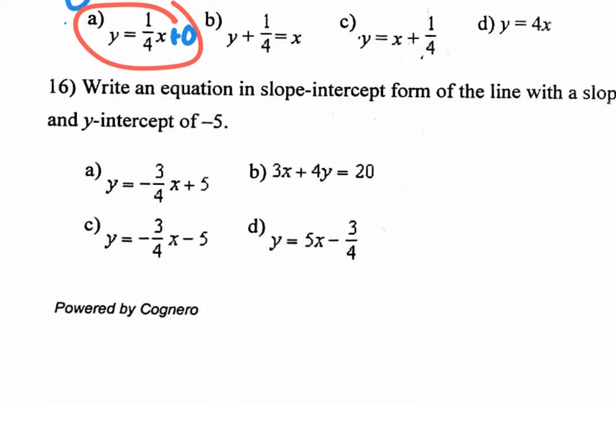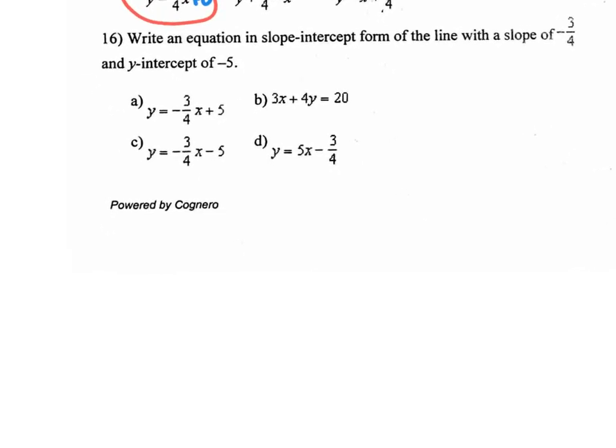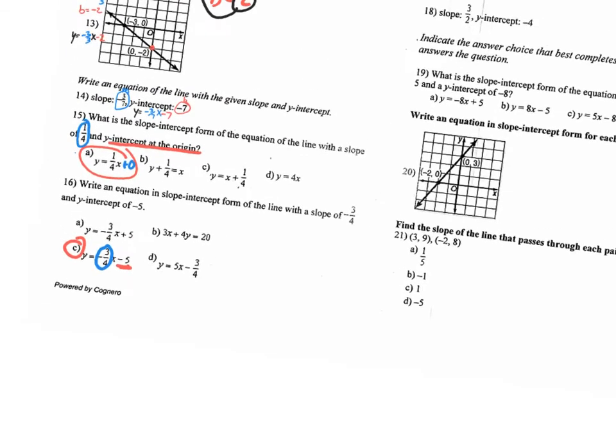Number 16, write an equation in slope-intercept form of the line with the slope of negative 3/4 and the y-intercept of negative 5. What's the answer? Pick one. C. There we go. Why? Because it has a slope of negative 3/4 and it has the y-intercept of negative 5. It's like free points, guys.